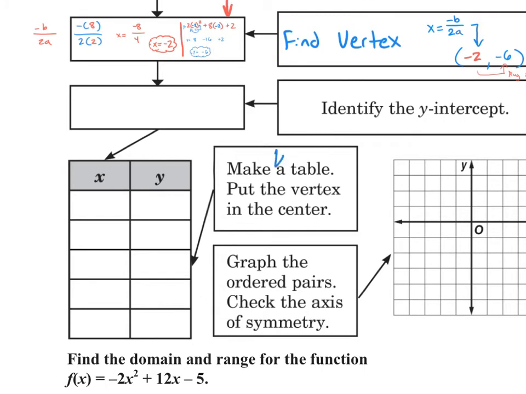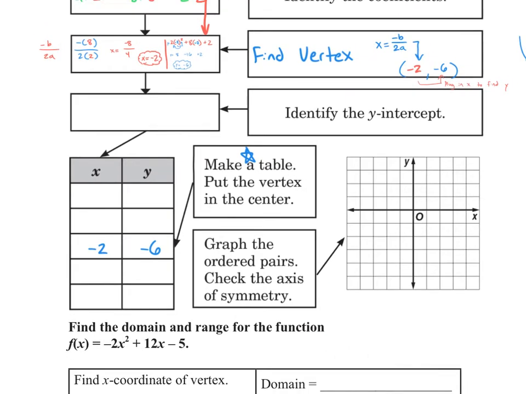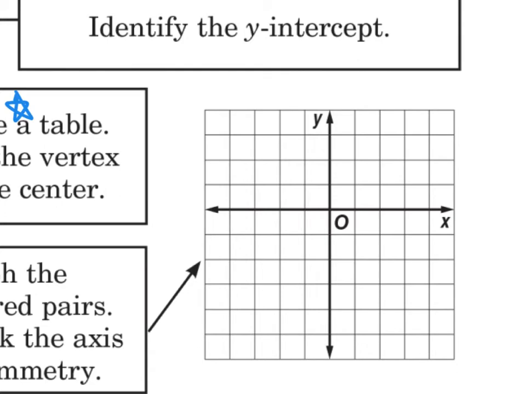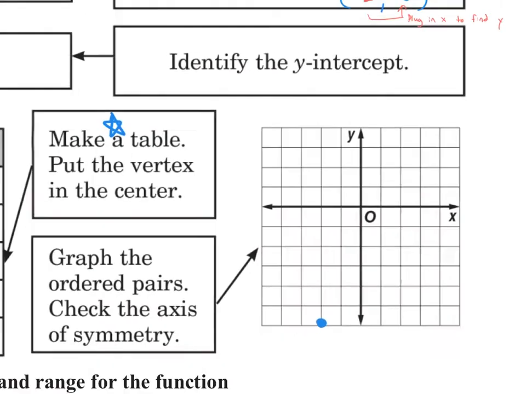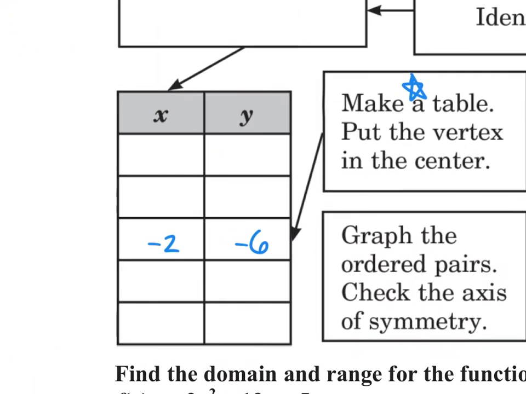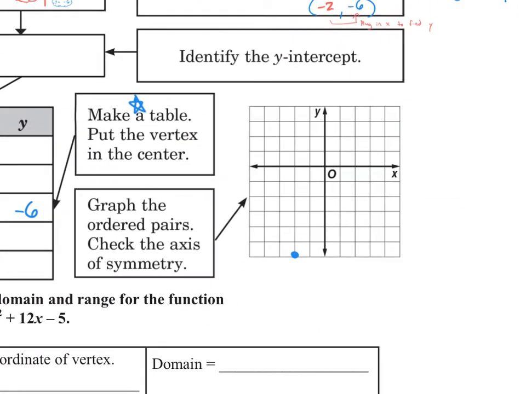We're going to put the vertex in the center of the table. Now, the reason that we're going to do that is because of symmetry. I'm going to go ahead and graph this vertex. Negative 2, negative 6 lands right there. The reason we want to put the vertex in the middle of the table is because if I continue to make this table, we're going to see that we get symmetry.